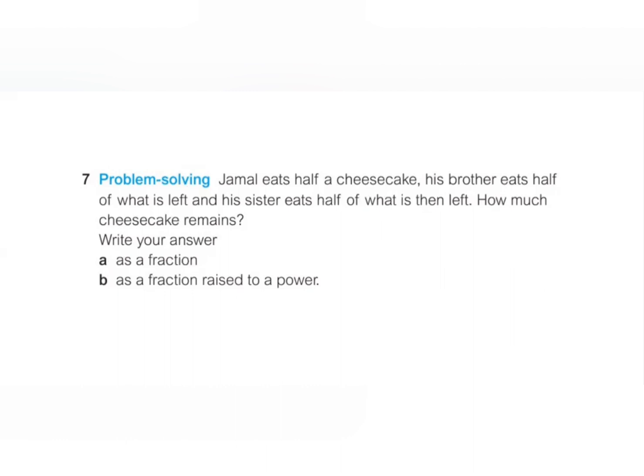First, let's draw the question. Sometimes word problems need to be drawn so we understand the idea of the question. For example, let's say this is the cheesecake. Now, let's take a look at the first sentence. Jamal eats half of the cheesecake. So first, Jamal eats half of it. So we need to find half of this cheesecake, like this. So Jamal eats this part. So we remove this part.